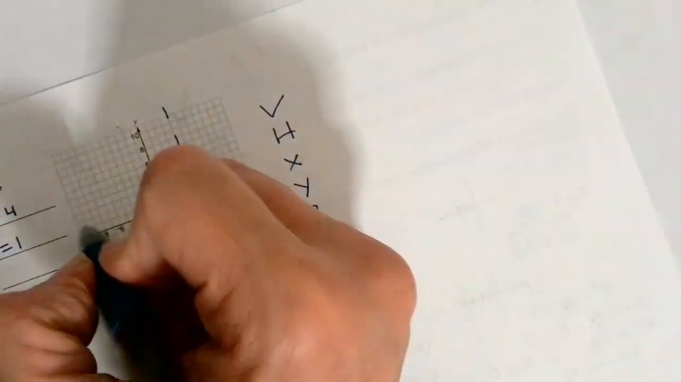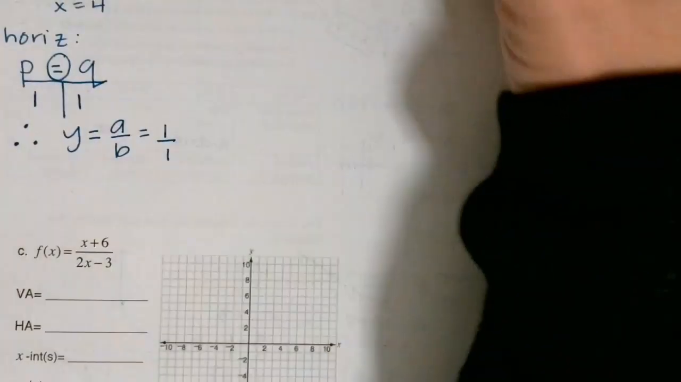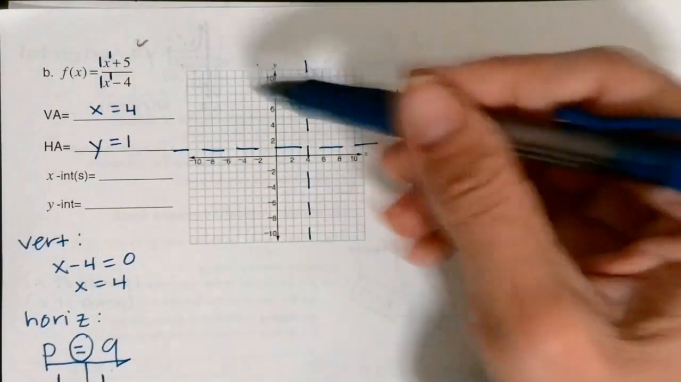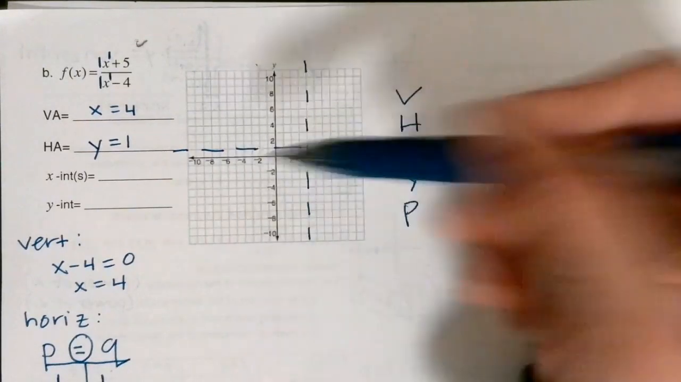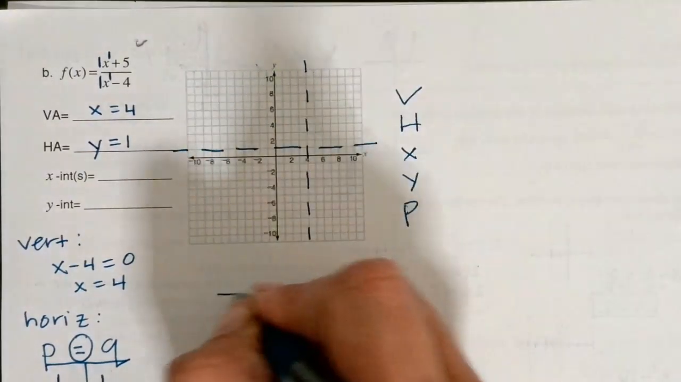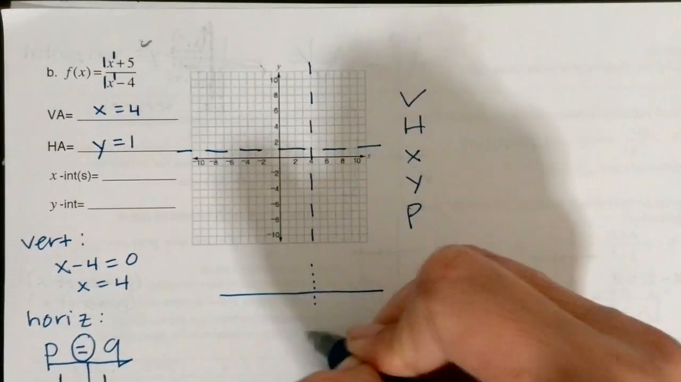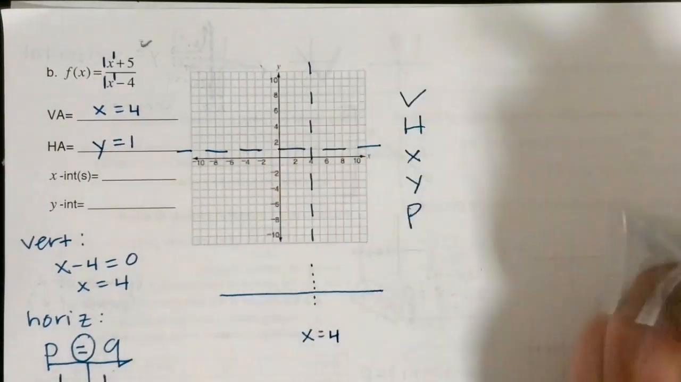So again, we're keeping it really simple for you guys. That's 1 over 1. So that's y equals 1. So we're going to go here and do y equals 1. All right. So now we need to figure out if the graph is hanging out above or below, right? So here's something else I just want to try. This is x equals 4.